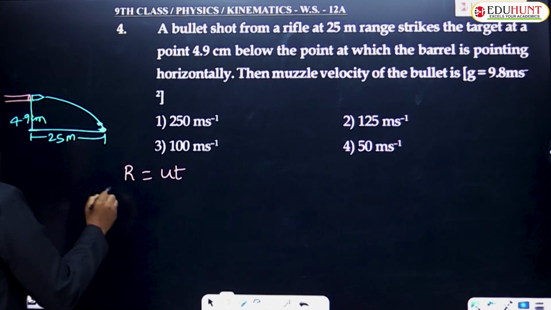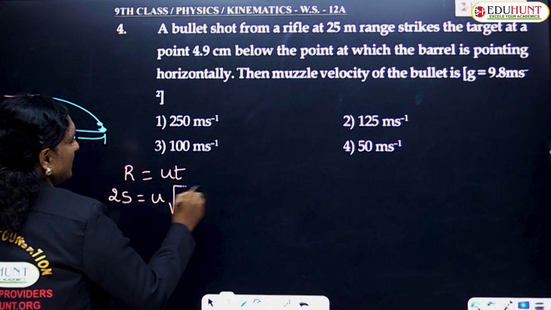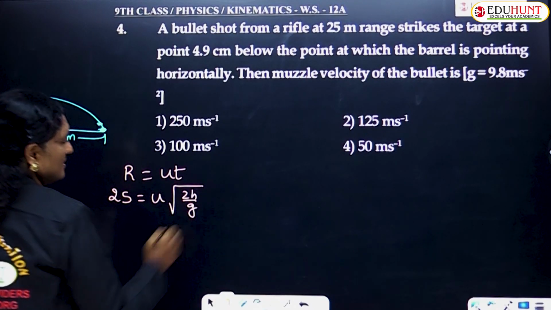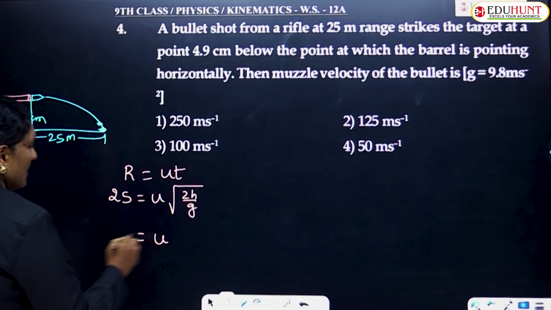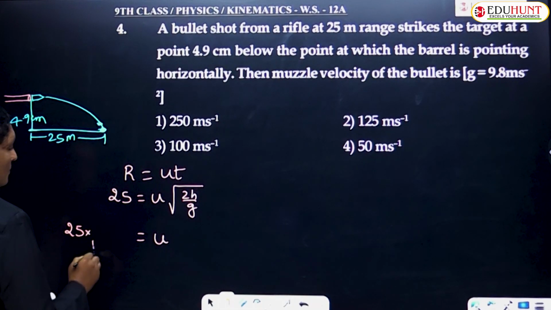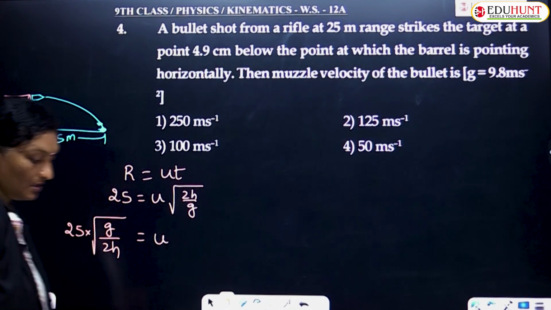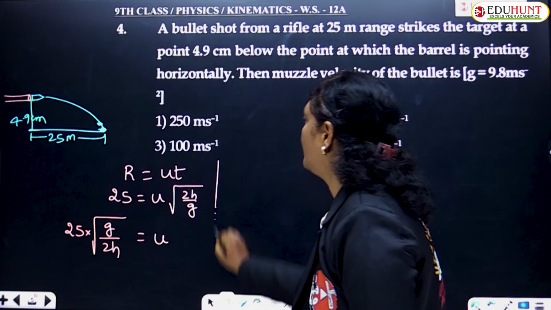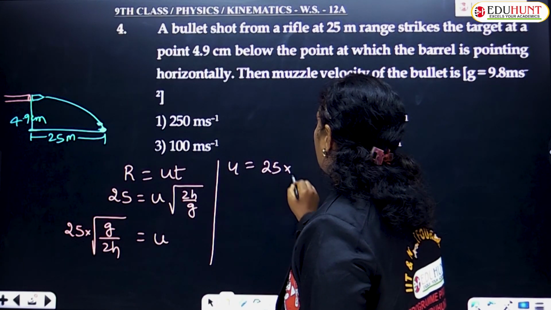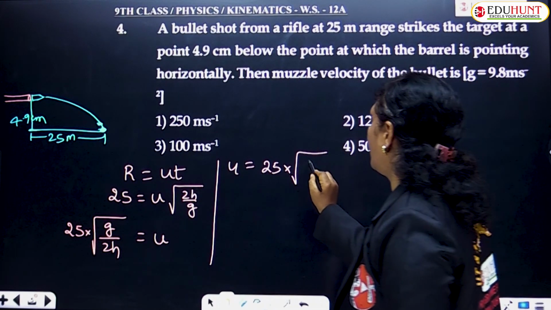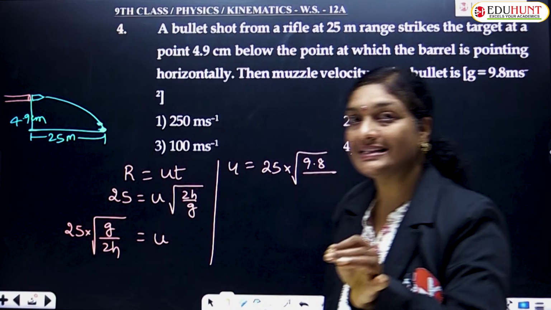Okay. So what is the range given, children? 25 meters is equal to U into T. Instead of T, I can replace it with root of 2h by g. You are asked to find the muzzle velocity. From this, the value of U can be written as 25 into, after bringing the other side, root of g by 2h. So substituting all the values, we get U as 25 into root over the value of g, taken as 9.8, upon h, given as 4.9 centimeters.